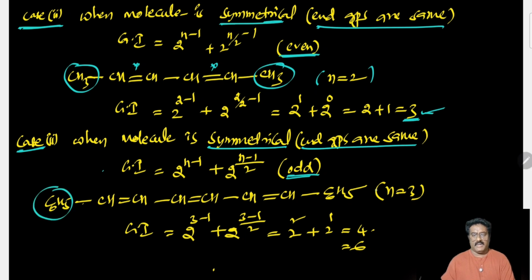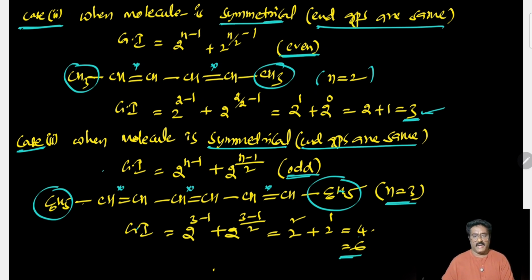See, the end groups are the same. The number of stereogenic centers is 1, 2, 3. Three means an odd number. The number of geometrical isomers is 2 power n minus 1, meaning 3 minus 1, plus 2 power n minus 1 by 2, meaning 3 minus 1 by 2. 3 minus 1 is 2, so 2 by 2 means 2 power 1. And 2 power 3 minus 1 means 2 power 2. 2 power 2 is 4, 2 power 1 is 2. The number of geometrical isomers is 6.